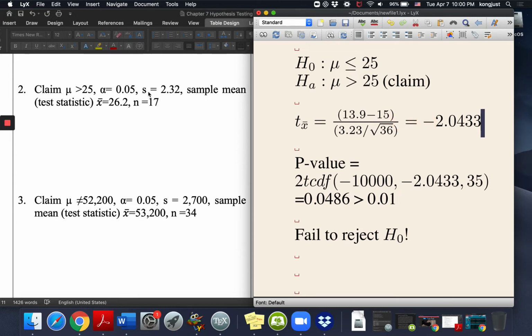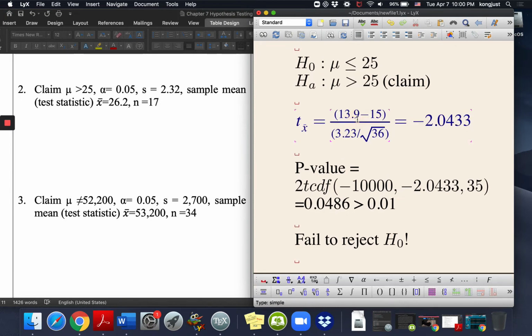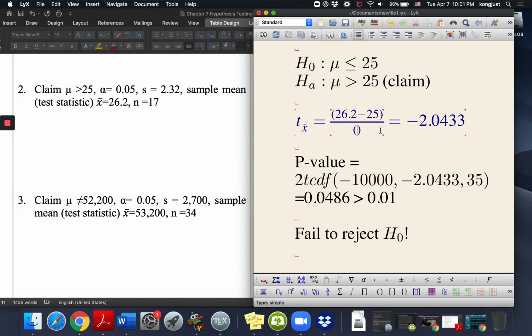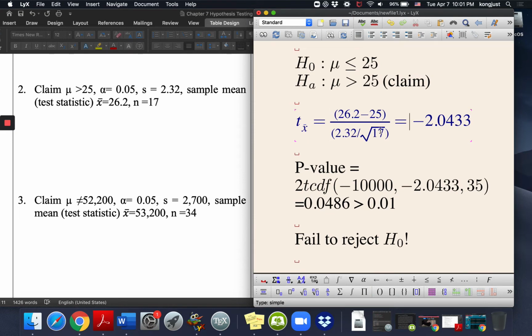Okay, let's see. Again, just like last time, I have all the information except for the t-score, the t-value. So I'm going to fill in my values to get that. The t-score should be, this time, 26.2 minus, what is the mean? The claimed mean is 25. So we're assuming, again, when we do these hypothesis tests, that H naught is true to begin with. So we're assuming that the mean is less than or equal to 25, and we're using 25 as our working value for the mean. Okay, so 26.2 minus 25 divided by the standard deviation, 2.32, divided by the square root of n, 17. Okay, let's see what this gives us.